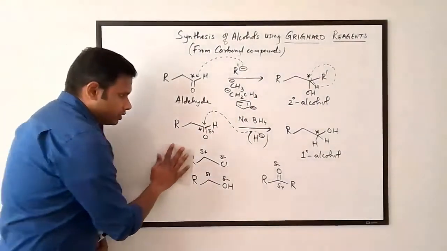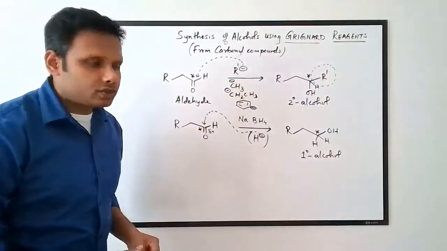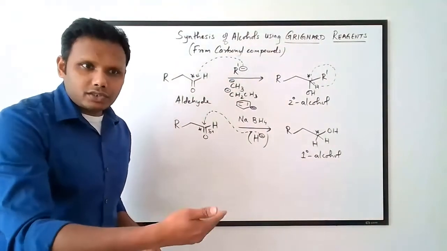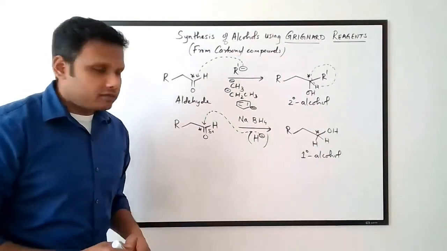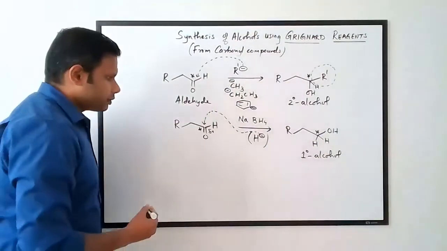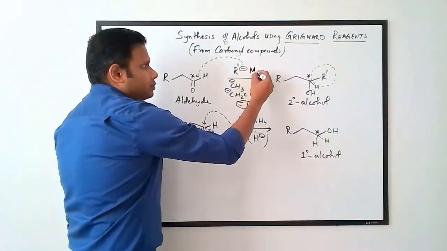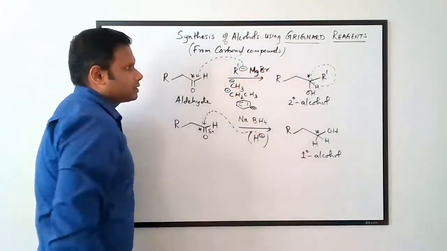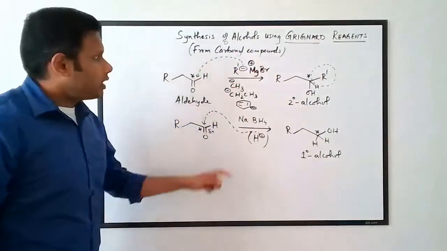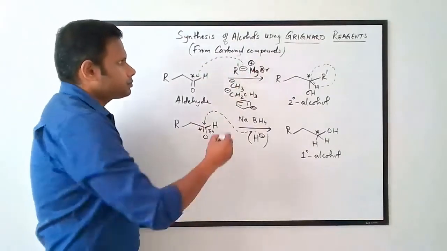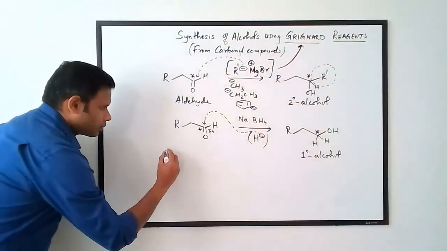So with that thought in mind, if we want a carbon or an R group with a negative charge, we would want it to be bonded with something that's less electronegative than carbon, or more electropositive than carbon. An example of such reagents is where this R group is next to a metal, with magnesium being a classic example. In this case, the magnesium is positive, and so the carbon gets a negative charge. And reagents like these are called Grignard reagents.